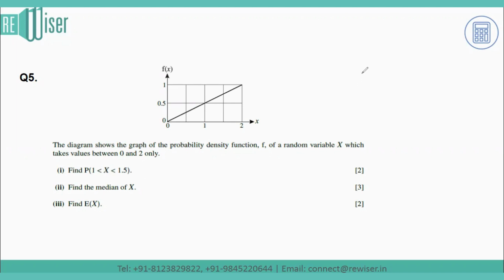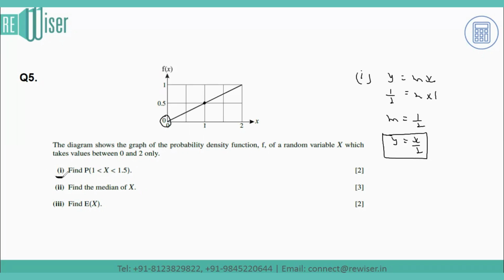Now for that, please remember that we need to find the equation of this line first. We can see that the line is passing through the origin, so the general equation of this line is y = mx. If I take any point, say here, the x value is 1 and the y value is half. Placing these values, I get m as half. So the equation of the line is y = x/2, which is given in the graph.